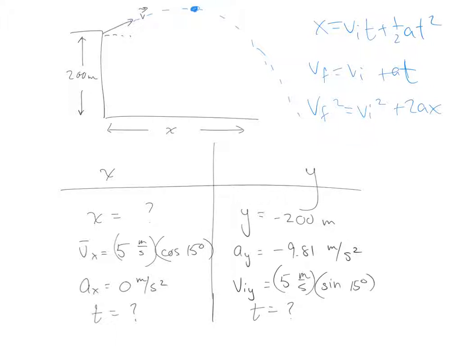All of these formulas can be used wherever you see an x, put a y in. Wherever you see vi, it could be viy. Vf could be vfy. So what do you got, Ryan? Which one do you think? First one. The first one.